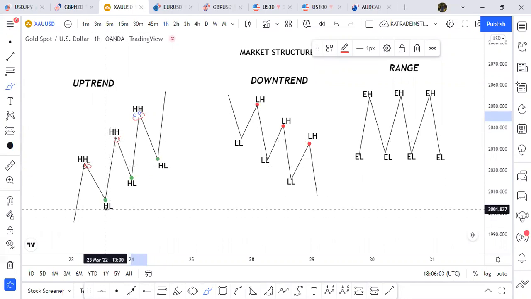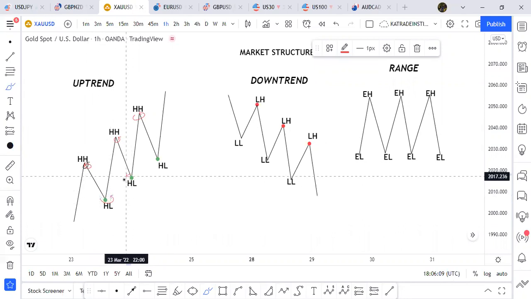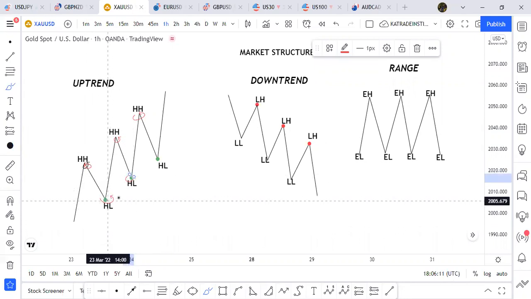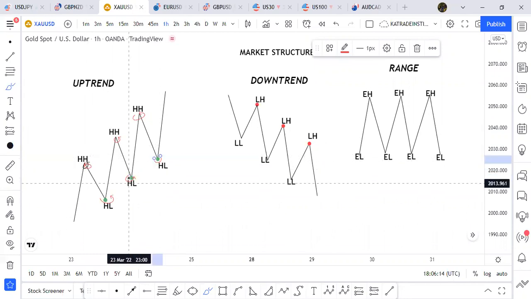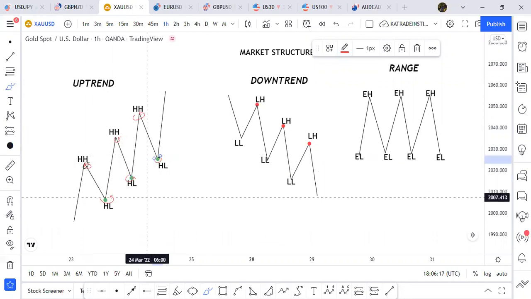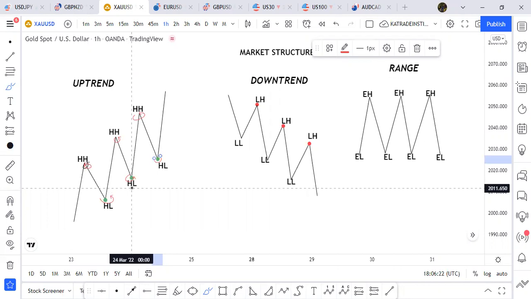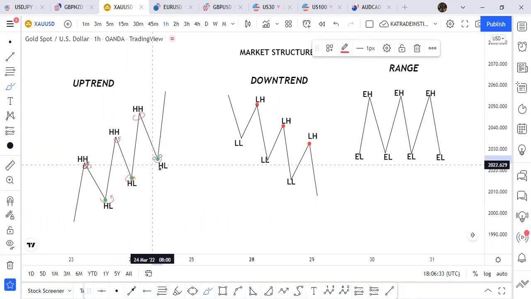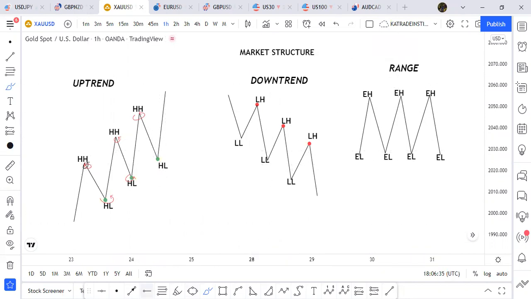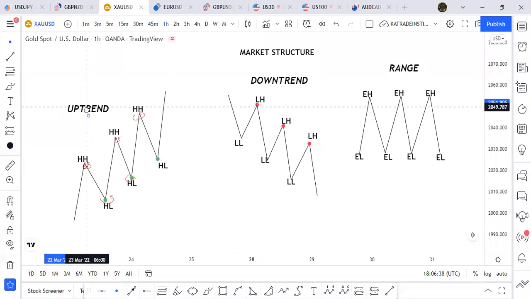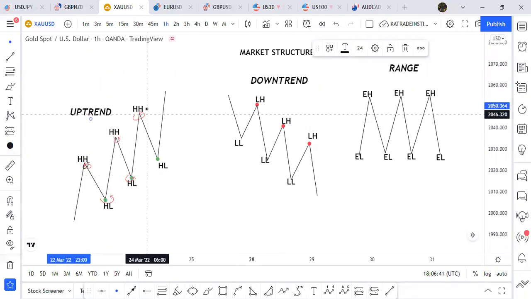And we call this low a higher low because if you look here, this low is higher than this low. And this low also is higher than this low. So this one is higher than this one, and this one too is higher than this one. That is why we call them higher lows and higher highs. This is the uptrend structure. Don't forget, this is the uptrend structure.